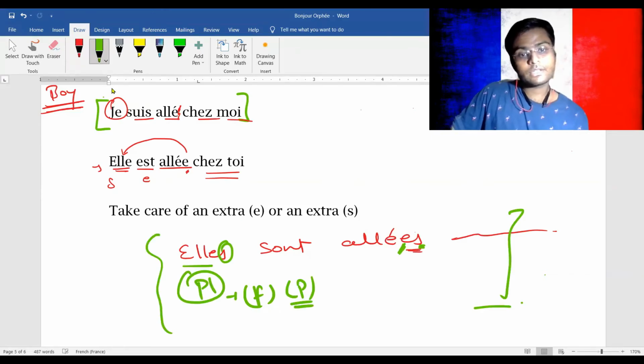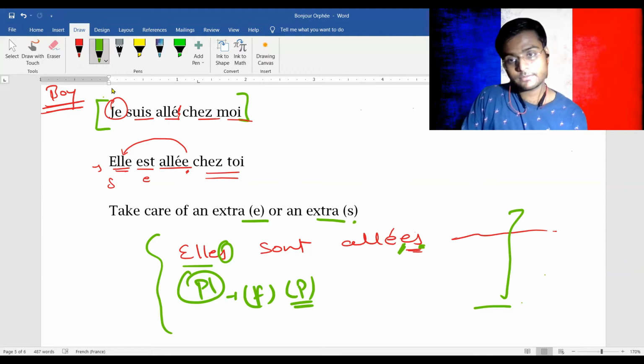All right, so always take care of an extra E and S, otherwise you are going to lose marks in your TEF, TCF or DELF exams.